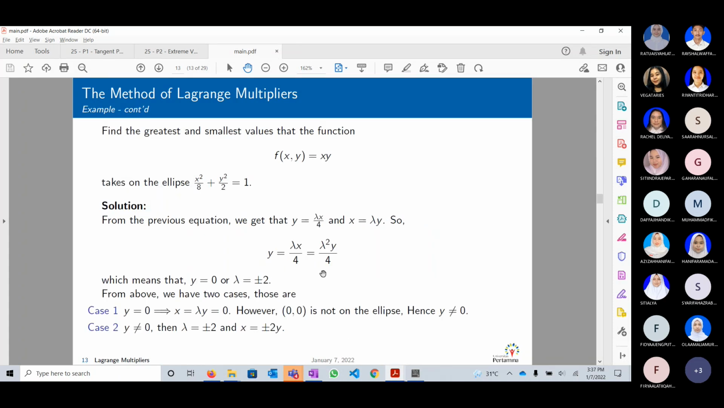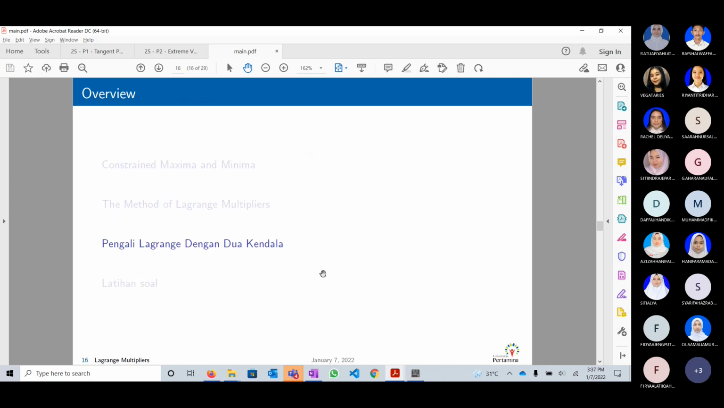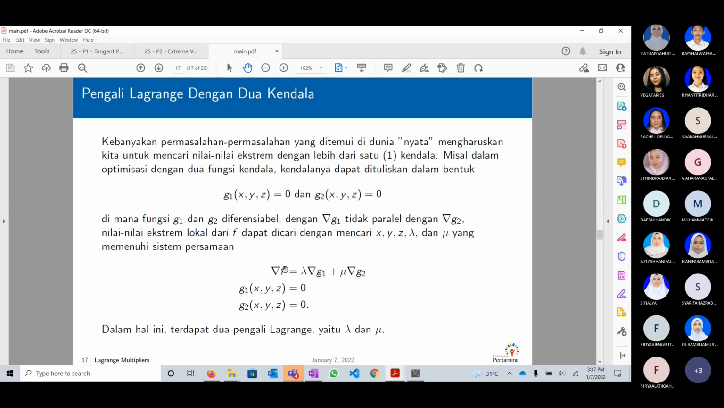Tapi kalau ada 2 constraint, atau 2 kendala, maka sekarang kita punya 2 pengali Lagrange, yaitu lambda dan mu. Maka kita tinggal cari X, Y, Z, lambda, dan mu yang memenuhi 3 persamaan ini. Gitu. Bisa dipahami? Bisa, Sir. Yang lain?